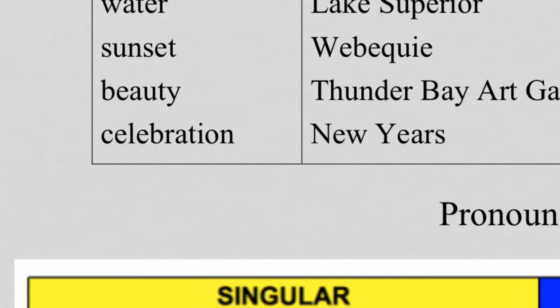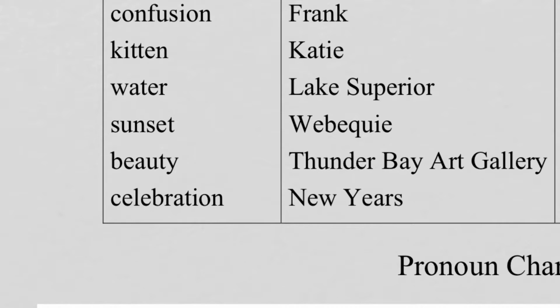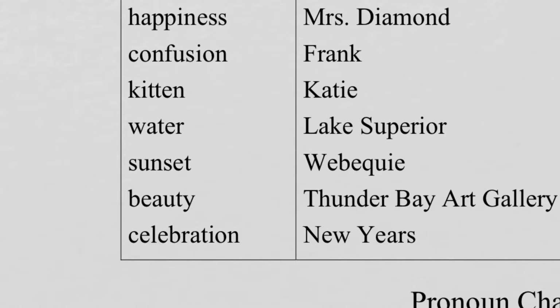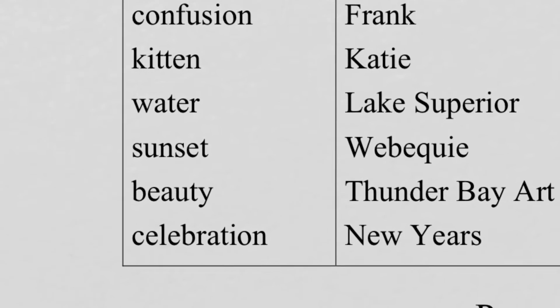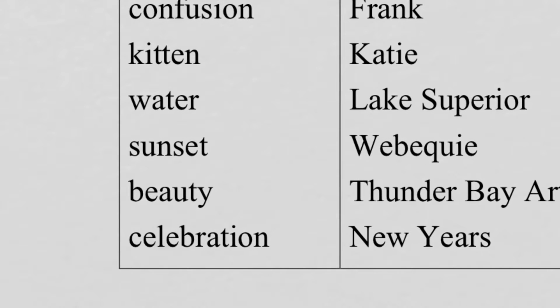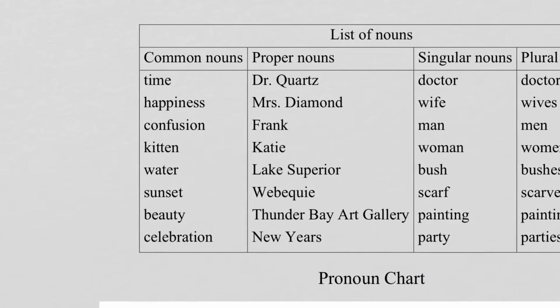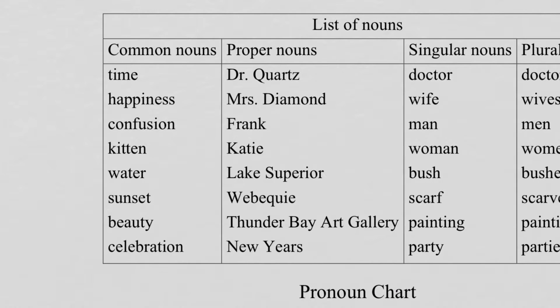It's something that you could be a part of, but it's different than, say, a kitten or water, things that you can touch. And sunset, you can see a sunset. You can't really touch a sunset though, right? So there are a lot of nouns that are possible, especially when we think of different things.